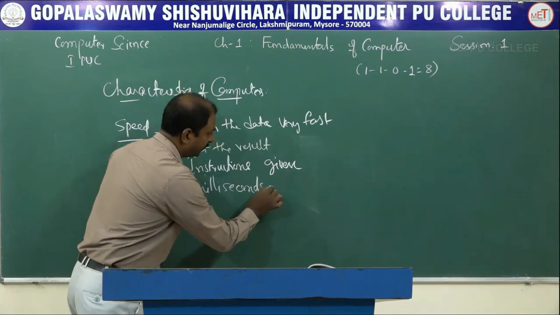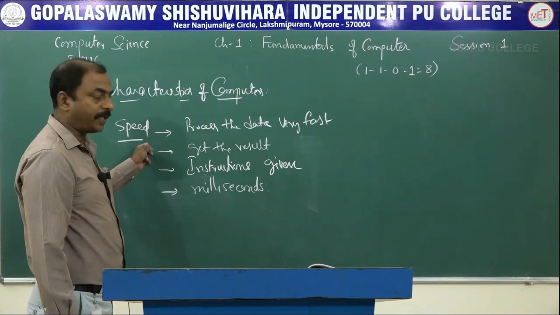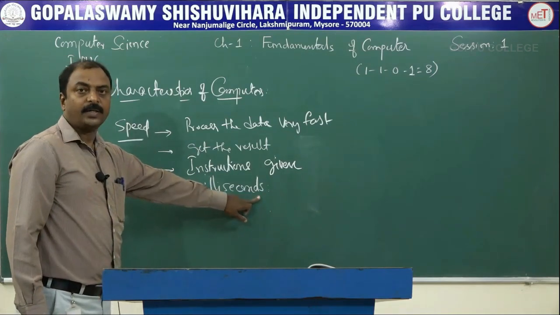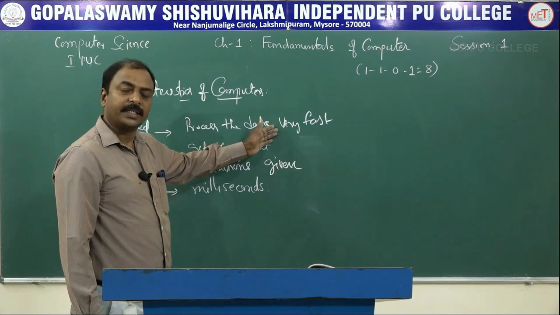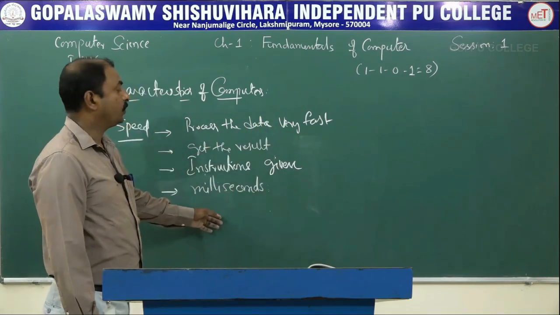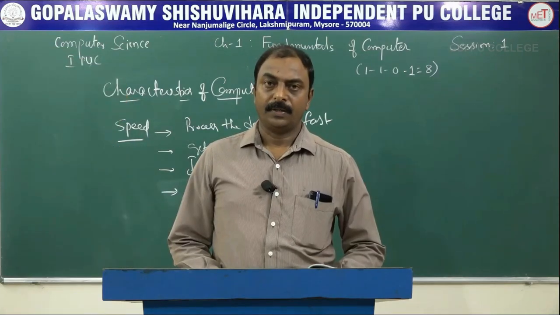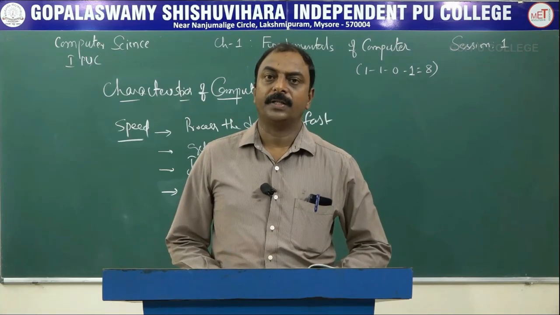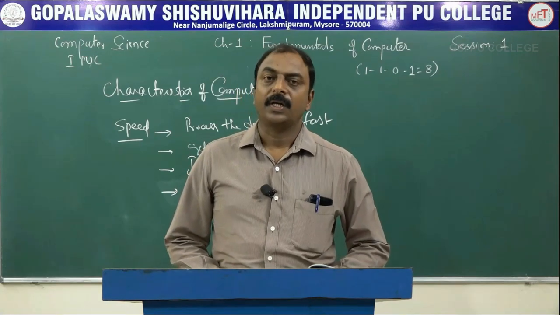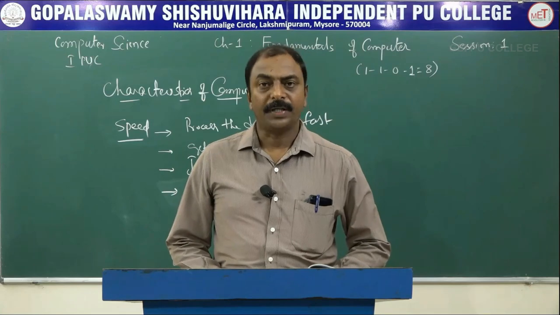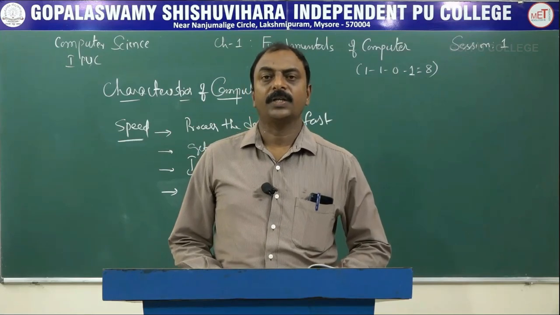That is the reason we say the computer does the work at a fast rate, in terms of milliseconds. Moreover, as it is an electronic device, it works on electrical signals or electrical pulses, so it does the work very fast. A human being takes one day to complete the work given to him, and the same work can be completed by the computer system within hours. That is the meaning of the computer doing the work very fast.